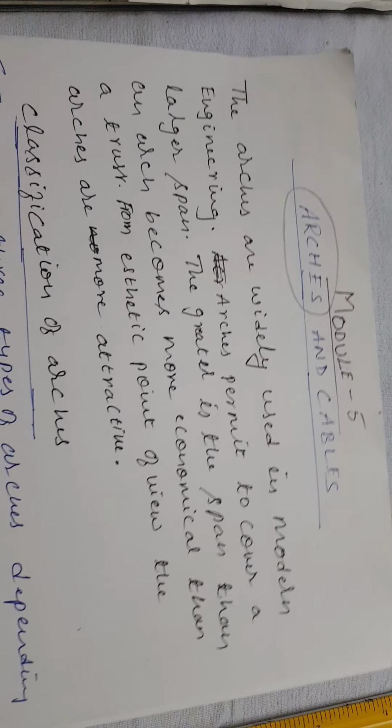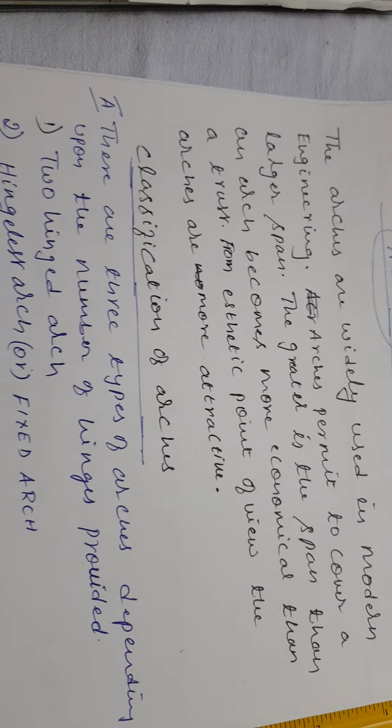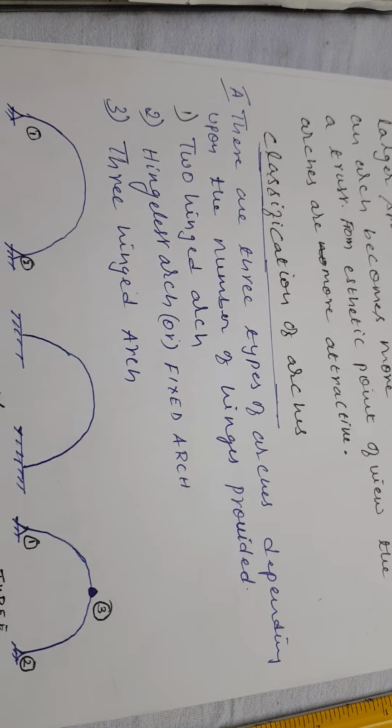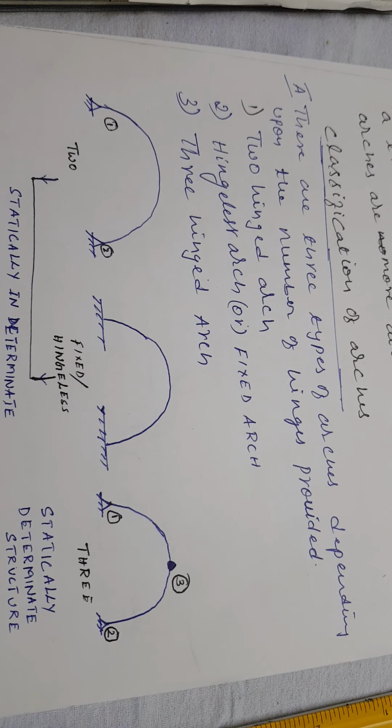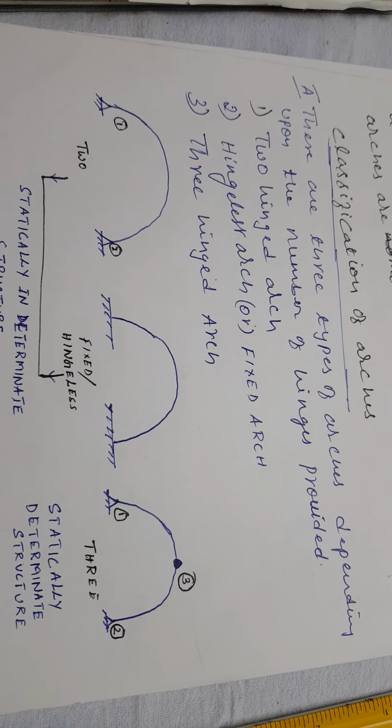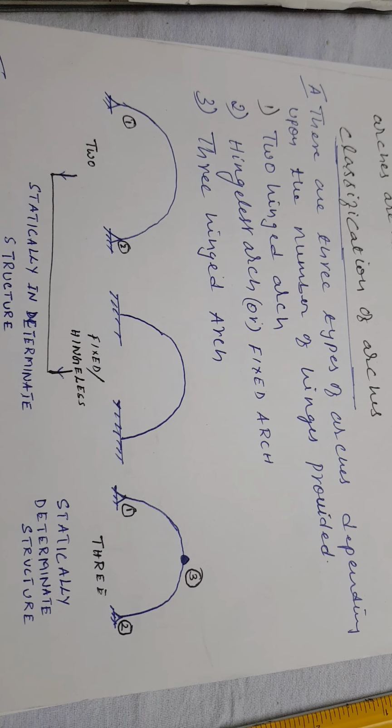We have two different methods of classification of arches. Under that, one will be classification of arches based on the number of supports or number of hinged supports. So we have three different classifications based on its supports, or we can say based on its hinges. One is the 2-hinged arch, another is the hingeless arch or fixed arch, and another is the 3-hinged arch.